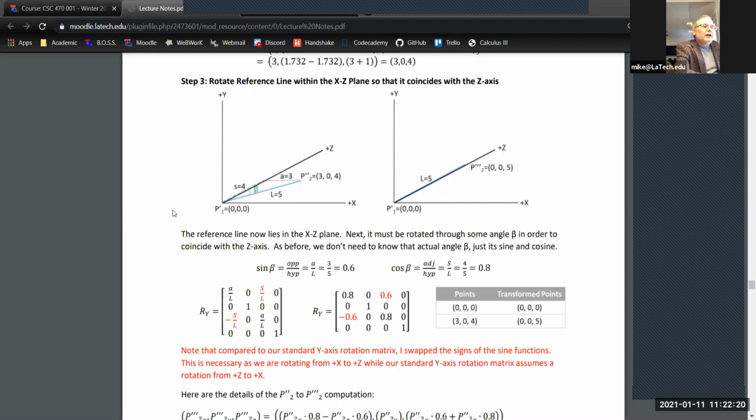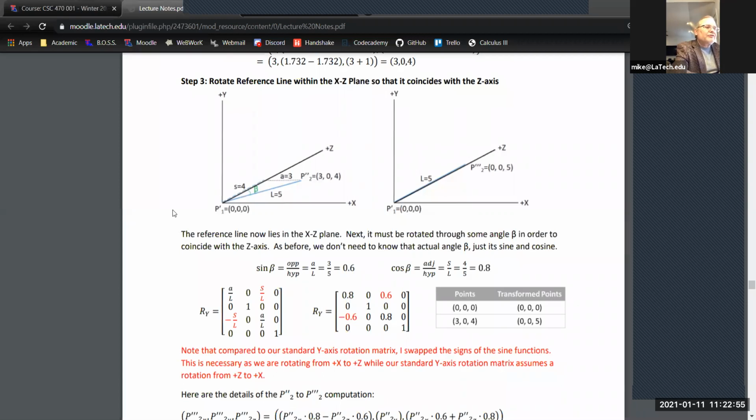Okay? Again, we don't really need to know the angle beta. All we need to know is its sine and cosine. We've got the little triangle, so we can look at the opposite over the hypotenuse, which will give us the sine. That's A over L, 3 over 5, that's 0.6. The cosine of that angle beta is the adjacent over the hypotenuse. The adjacent is S, the hypotenuse is L. S is 4, L is 5, 4/5 gives us 0.8. We plug that into our Y rotation matrix, and we can plug the points through, and we get, as you would expect, 304 becomes 005.